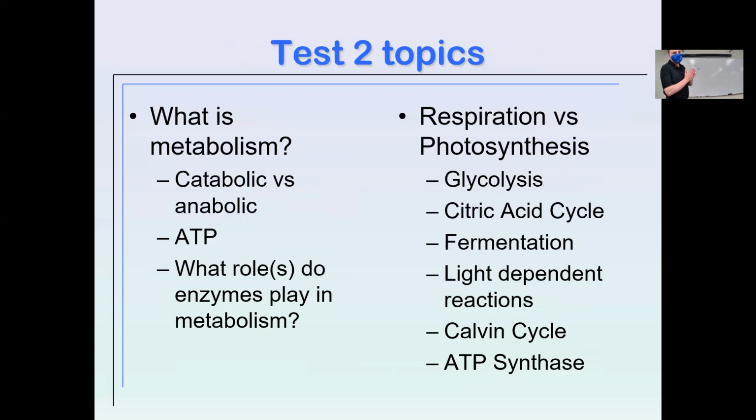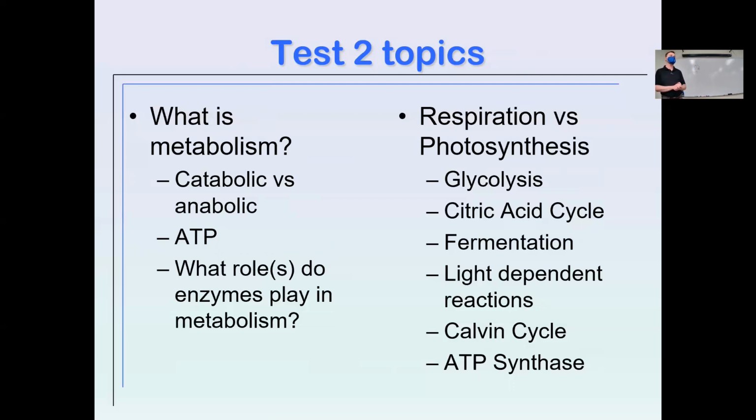Okay. And then we move into test 2. Right, test 2 is really focused on metabolism as a whole. Okay. Test 1 is kind of this introduction. What is life? What are cells? And how are cells structured? And what's going on with the chemistry? Test 2 is the metabolism.